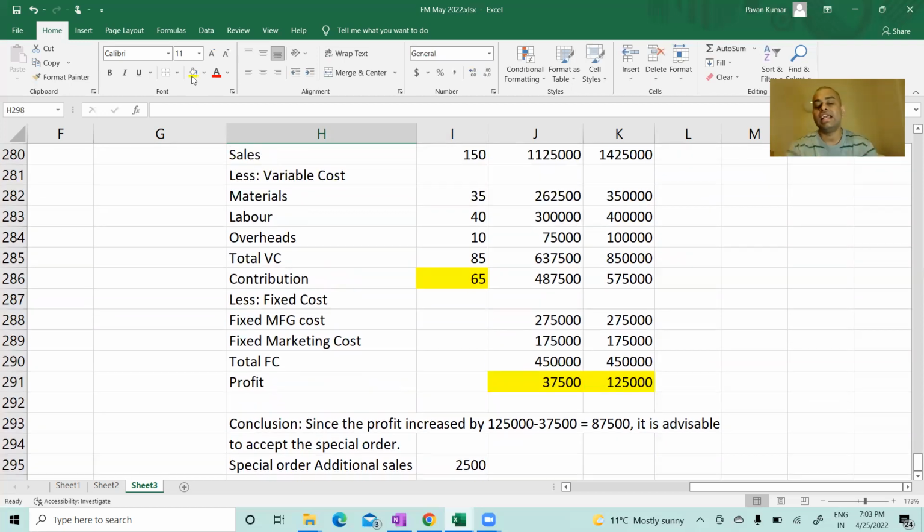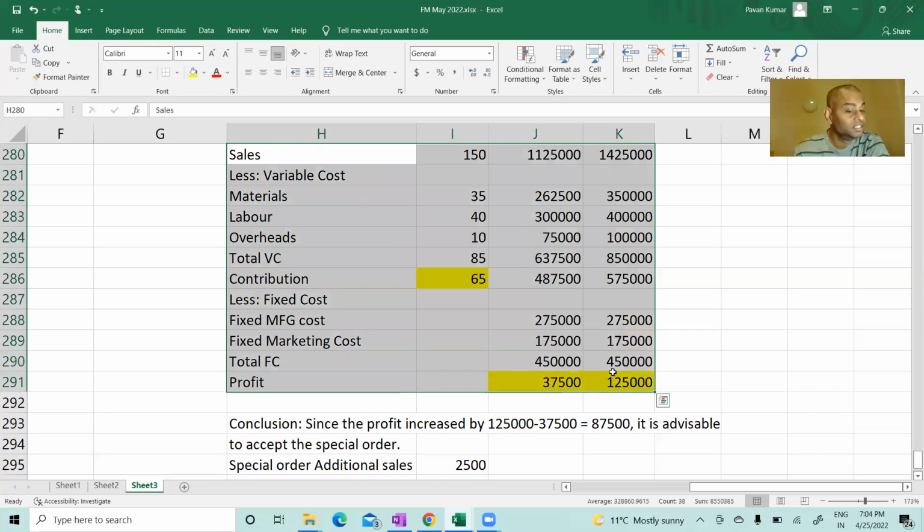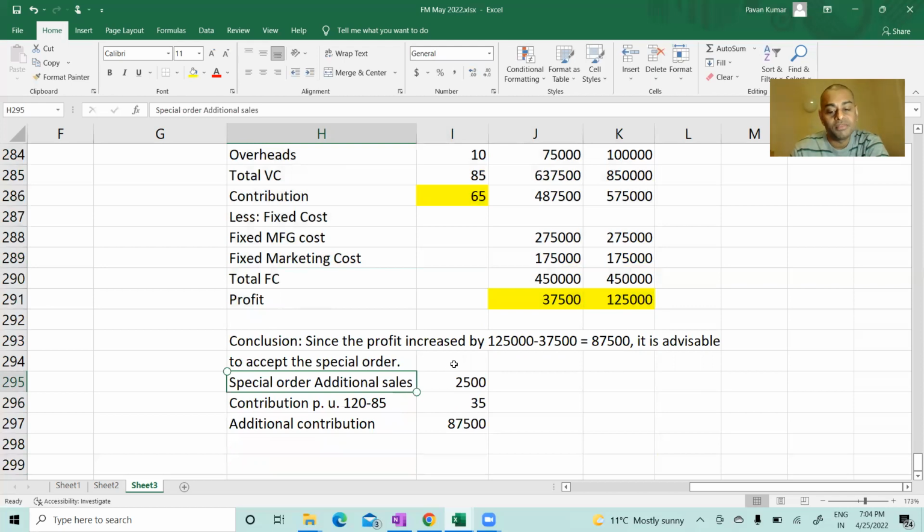But I love this kind of answer. ICA says, so you will present it like that only. But actually, this is how it should be calculated. 2,500 extra units if I sell, 35 rupees contribution I will get. So my additional profit will be 87,500. Existing profit 37,500. Additional profit 87,500. Total profit will be 1,25,000. That's it.